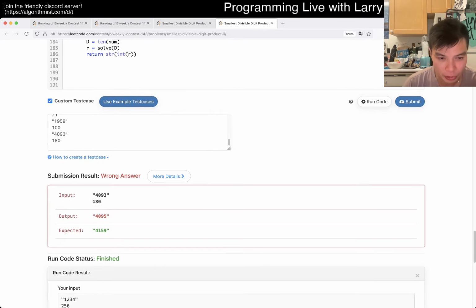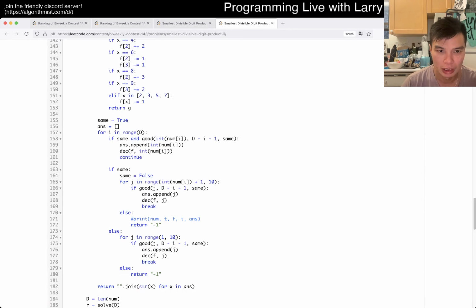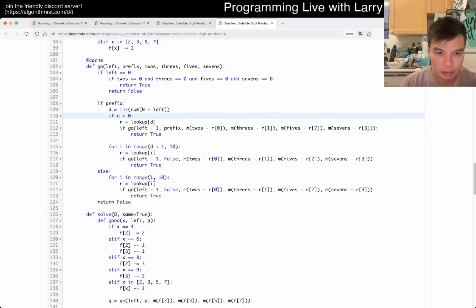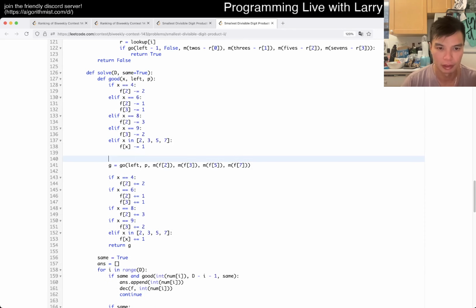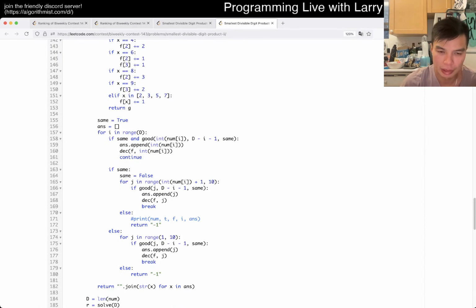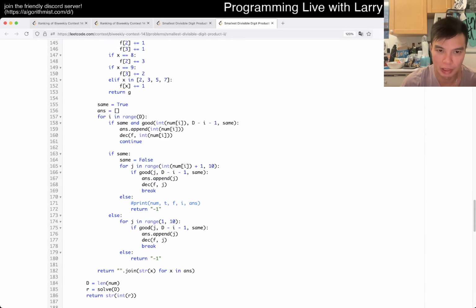Okay, so we start with a 4. That looks good. Okay, fine. 1. Oh, it can be 0. That's why. D is greater than 0. Oh, then I don't return true. So, yeah, we just don't solve this. What are you doing? Well, there should be no zeros. That's why something is a little bit messed up. But prefix zeros are okay.